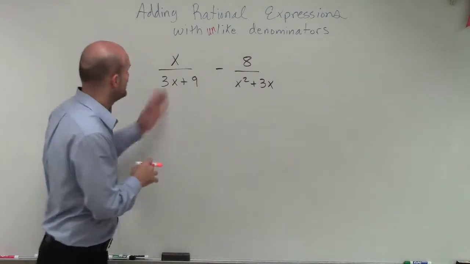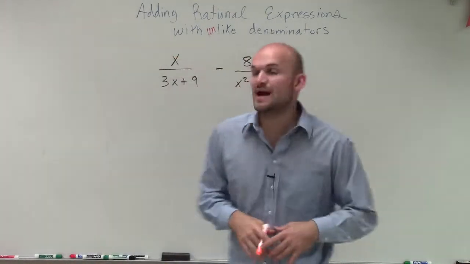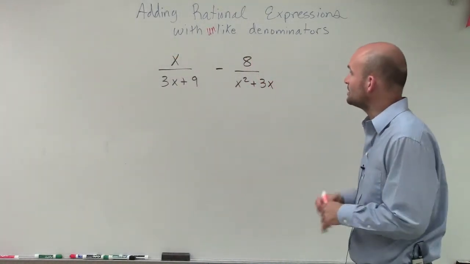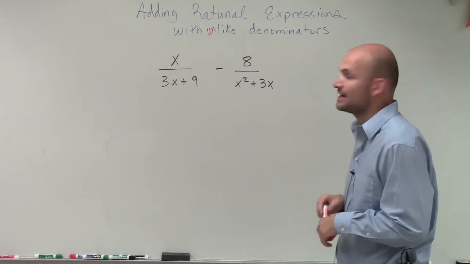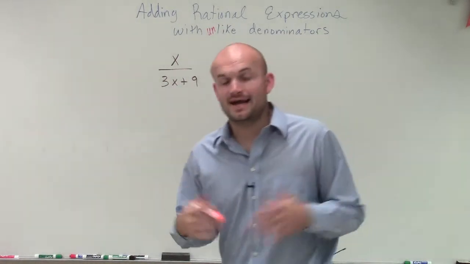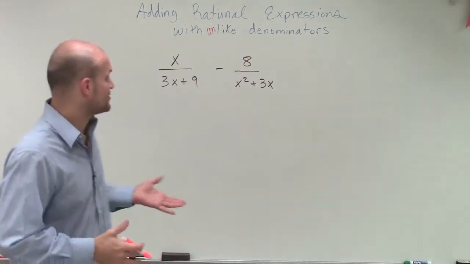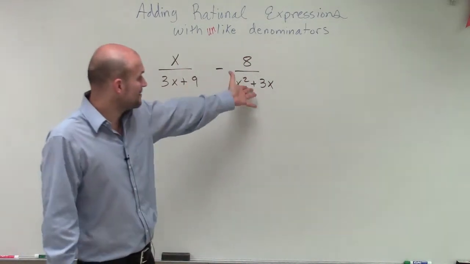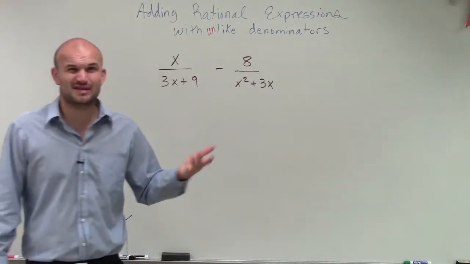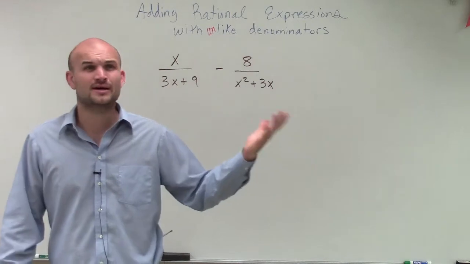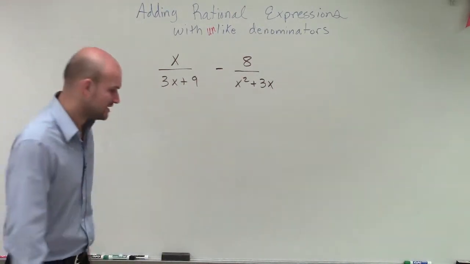Welcome. So in this case, what we're going to do is just subtract x over 3x plus 9 minus 8 divided by x squared plus 3x. To do this problem, again, the main important thing is we need to make sure we have common denominators. But it looks like our denominators are a little bit complex for us to easily find what multiple they share.